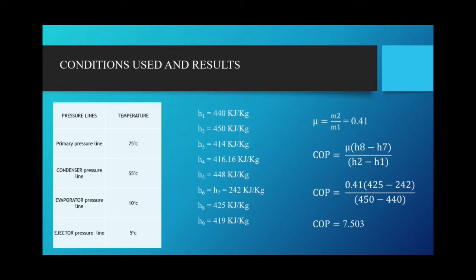Entrainment ratio is basically the ratio of secondary refrigerant flow rate to the primary refrigerant flow rate. The COP is calculated as entrainment ratio multiplied by the ratio of refrigeration effect to the compressor work, and after the calculation the COP comes out to be 7.503.